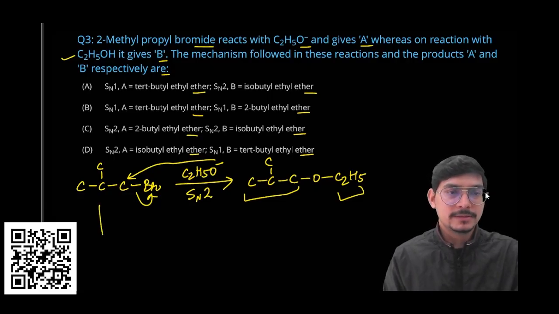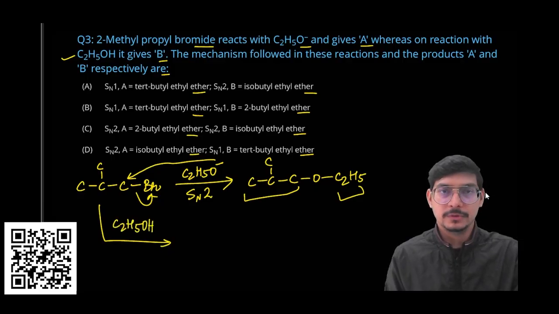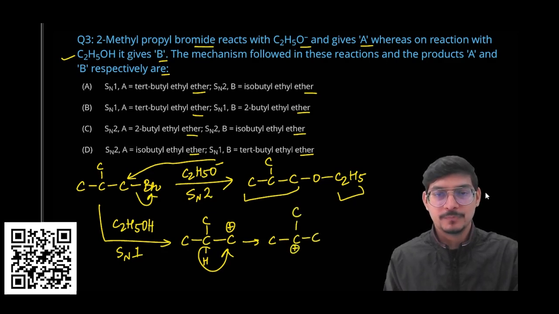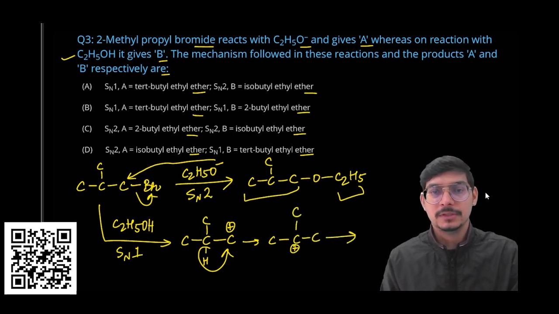When this reacts with ethanol, now ethanol is a weak nucleophile, so this favors the SN1 mechanism. Now the mechanism is different. First, it ionizes to produce a carbocation. The carbon-bromine bond breaks heterolytically to produce this primary carbocation, which rearranges via a 1,2 hydride shift to give the much more stable tertiary butyl carbocation. And it is this carbocation on which ethanol attacks.